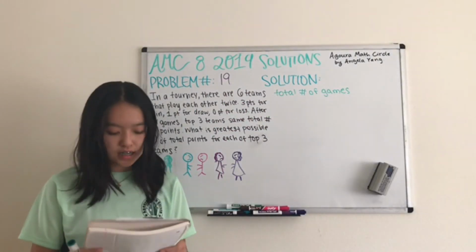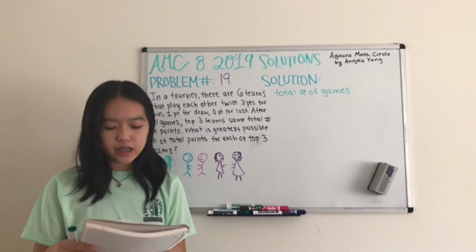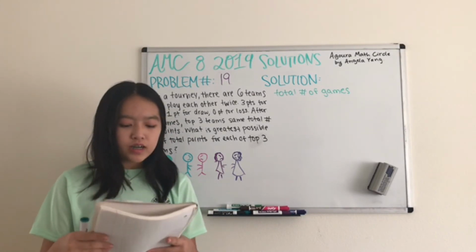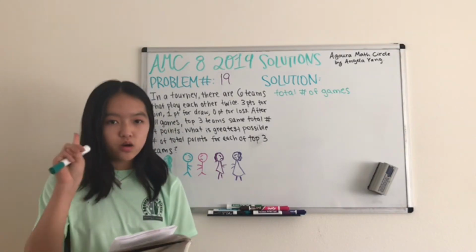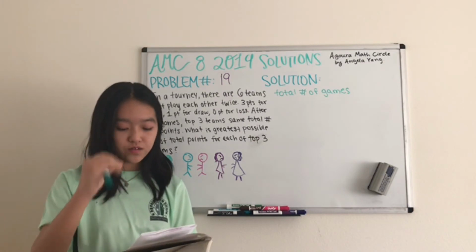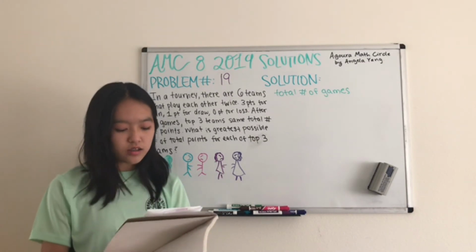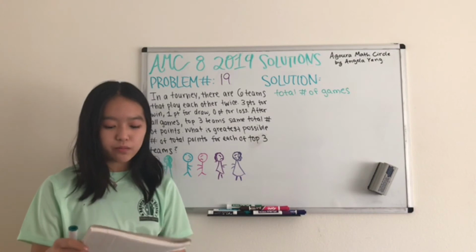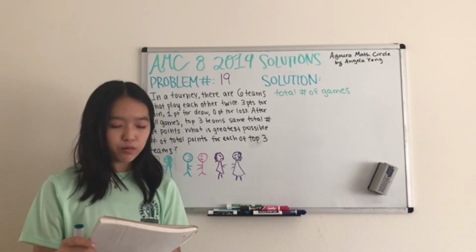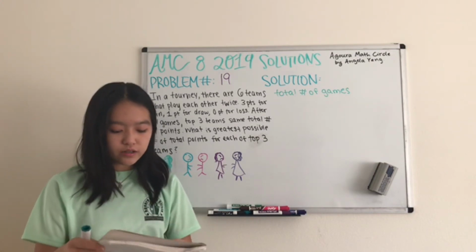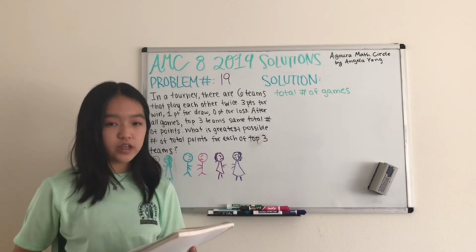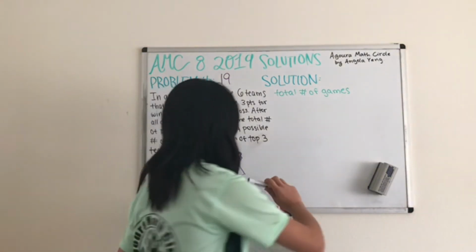Problem number 19. In a tournament, there are 6 teams that play each other twice. A team earns 3 points for a win, 1 point for a draw, and 0 points for a loss. After all the games have been played, it turns out that the top 3 teams earn the same number of total points. What is the greatest possible number of total points for each of the top 3 teams?